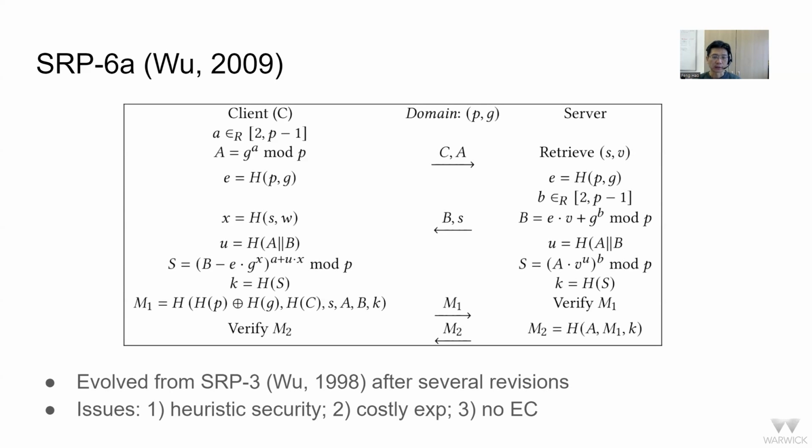In general, there are a few issues with the SRP protocol. The first one is heuristic security. The protocol has been revised several times. Second, the protocol mandates the use of a safe prime as modulus. As a result, the exponentiation is expensive. And third, there's no elliptic curve support.